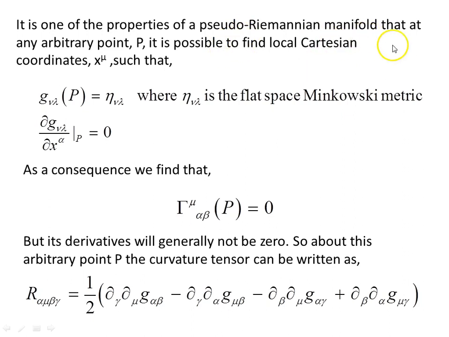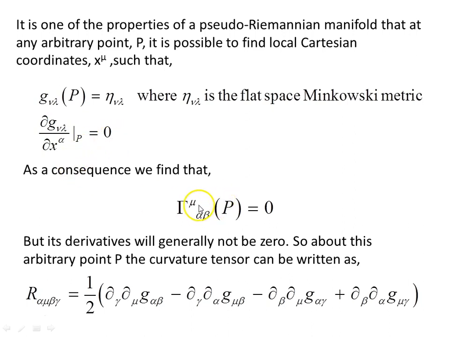It is one of the properties of a pseudo-Riemannian manifold that at any arbitrary point P, it is possible to find local Cartesian coordinates x mu, such that the metric evaluated at point P, the metric being a function of the coordinates of the manifold, is equal to the flat space Minkowski metric, eta nu lambda. Now, the elements in this metric are all constants, minus 1 and 1s, and so the partial derivative of this with respect to any of the position coordinates on the manifold will be 0. So at the point P, and this point is entirely arbitrary, it could be anywhere on the manifold, but once we've nominated a point and evaluated this at a point, the partial derivative of the metric disappears.